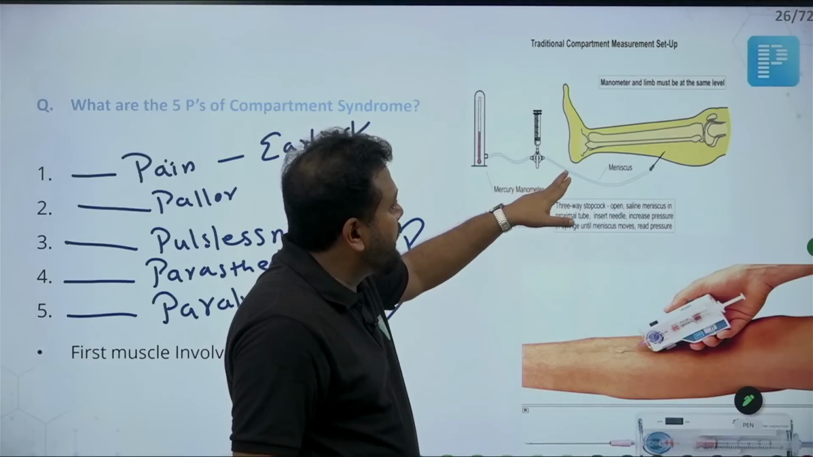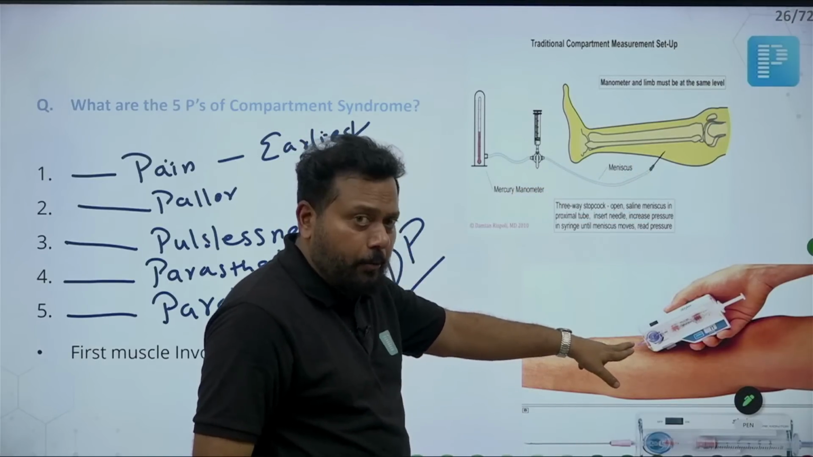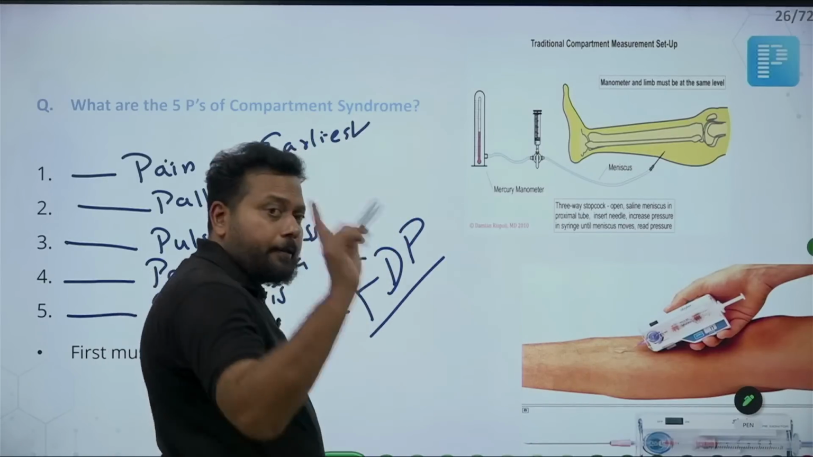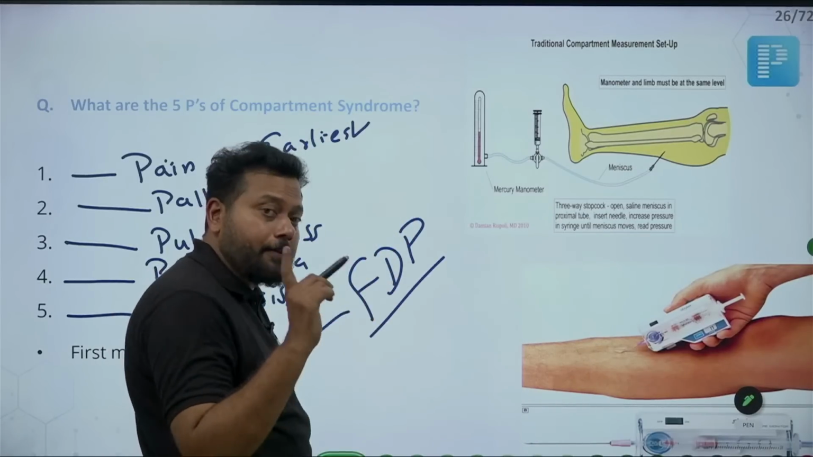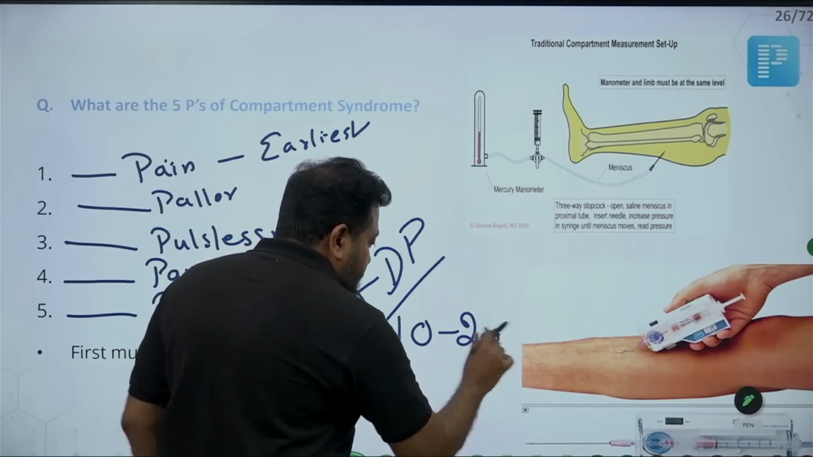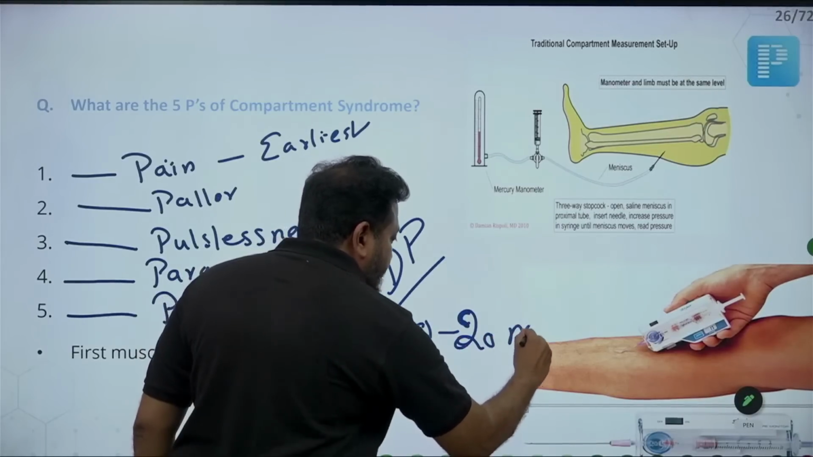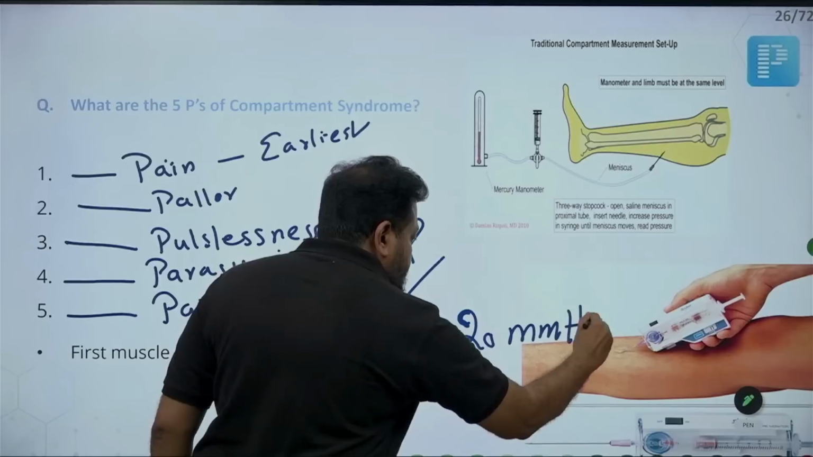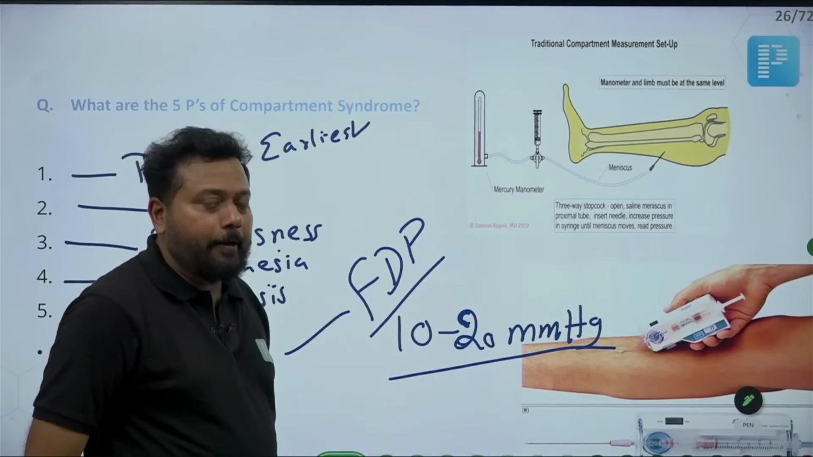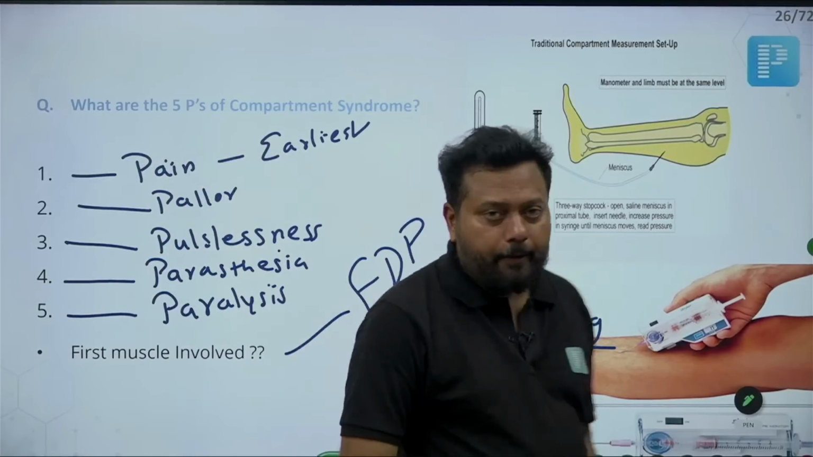There is a special mercury manometer, an old method to measure the intracompartmental pressure. Nowadays everything is digital, so we can measure digitally. What is the normal intracompartmental pressure? The standard textbooks and your MCQ guides give certain wrong answers. The standard textbook says 10 to 20 mmHg. This is the normal intracompartmental pressure. When anything exceeds 20 millimeters of mercury, that is called compartment syndrome. It should be treated.